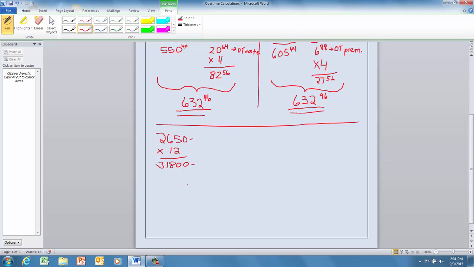Then I'm going to back it back down. So I'm going to divide it by 52 weeks in the year to get it down to a weekly amount. $611.54.